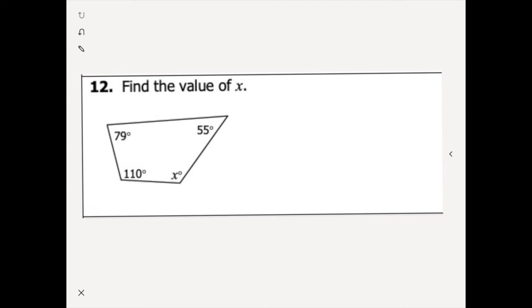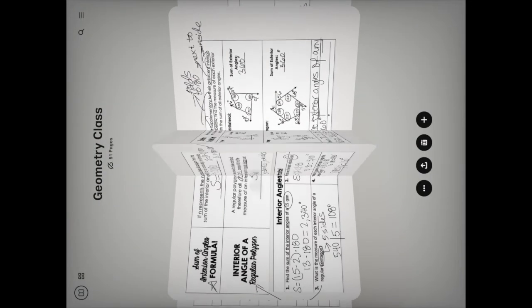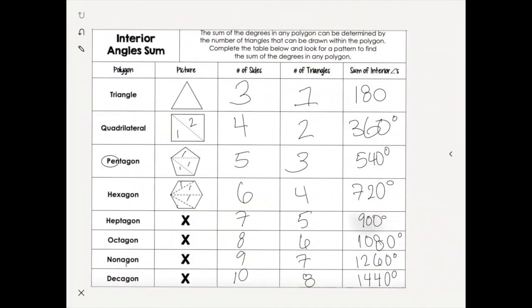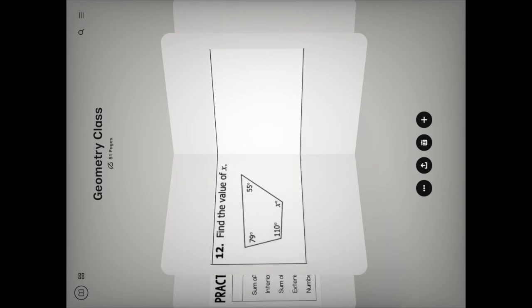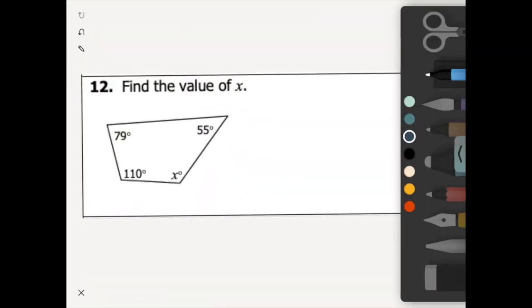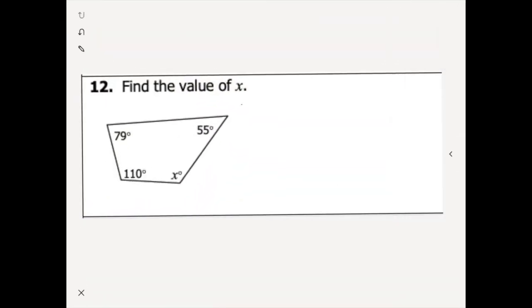So this is a 4-sided figure. And if we look at our chart, we're going to see that for a 4-sided figure, the number of sides is 4, and the sum of the interior angles is 360 degrees. So we're going to use that in order to solve for x. So we're simply going to say 79 plus 55 plus 110 plus x is equal to 360.